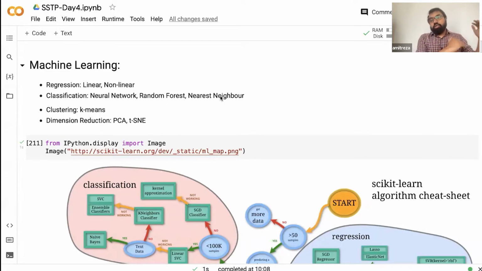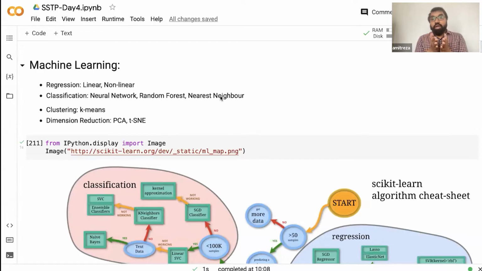Ideally I should start with the very basics of machine learning, but since I have very limited time, it is very difficult to finish a machine learning course within 1 hour. So I'm just trying to give those algorithms which are related to statistics as well as this machine learning topic.